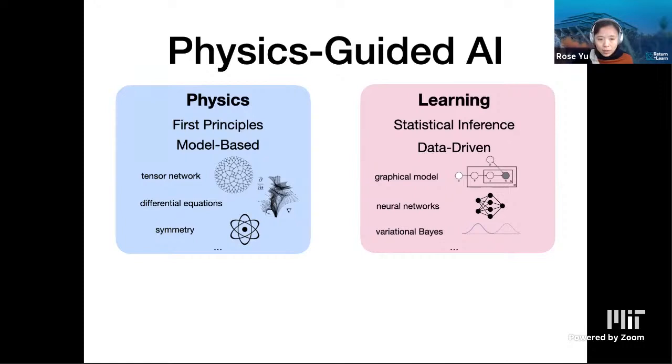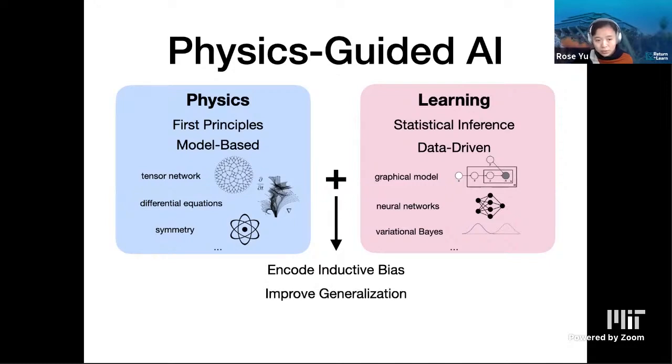And as you can see now, both the fields of physics and learning have complementary strengths. So the idea of physics-guided AI is to combine the best of two worlds together. In this way, we can encode our domain knowledge as inductive biases into machine learning models. We can improve the generalization of physics-based methods to unseen scenarios and new environments. We can reduce the sample complexity of learning. And most importantly, we can increase our trust in artificial intelligence, especially for science and engineering applications.